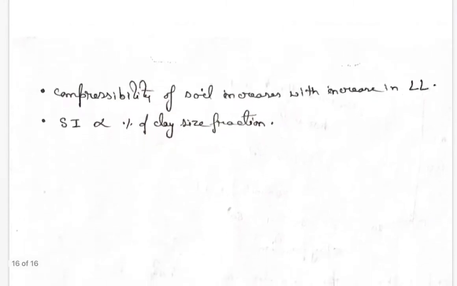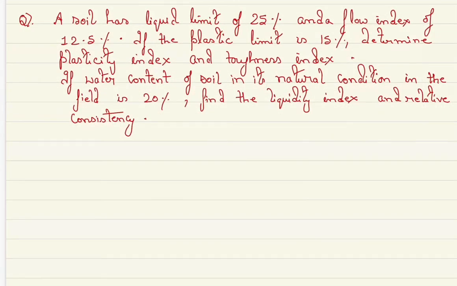Now our next task is to solve some numericals related to this chapter. So let us now see some numericals related to the chapter. Let us now try to solve this numerical. A soil has a liquid limit of 25% and a flow index of 12.5%. If the plastic limit is 15%, determine plasticity index and toughness index. Also, if the water content of the soil in its natural condition in the field is 20%, find the liquidity index and relative consistency. So let us see how we can solve it.